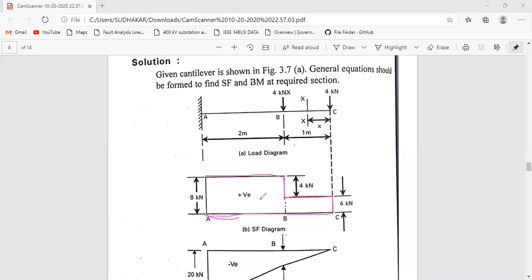The total load at this point will be 4 kilonewtons here and 4 kilonewtons here, so the total will be 8 kilonewtons. It represents that at the free end the shear force will be 4 kilonewtons. At the point B, the shear force will be 8 kilonewtons, which is constant throughout the length of the beam up to the fixed end.